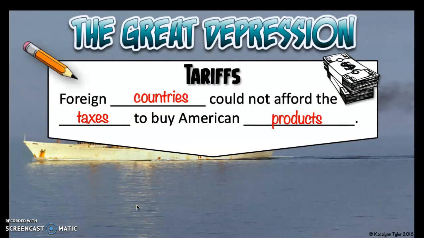So foreign countries could not afford the taxes to buy American products. So that means our businesses here in the United States are selling even fewer products, not only struggling to sell to Americans, but also to foreign countries.